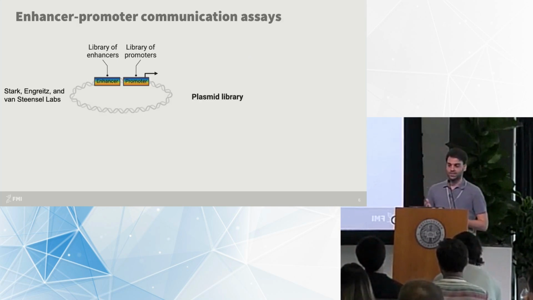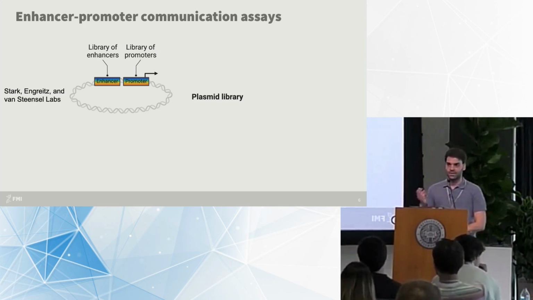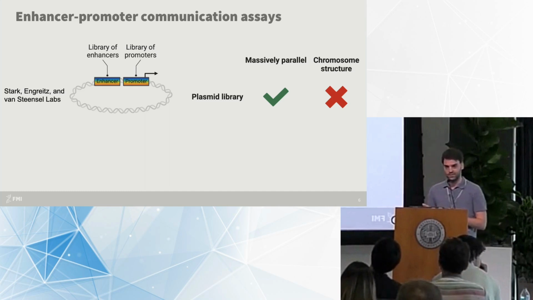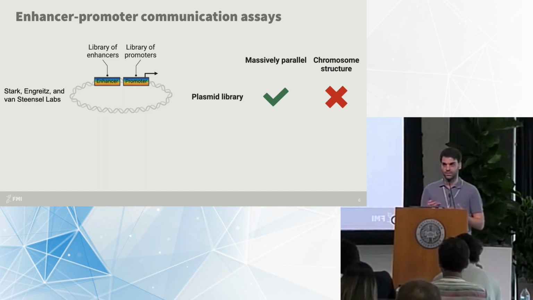To study enhancer-promoter specificity, many labs have previously used parallel reporter assays that employed a library of enhancer and promoter sequences encoded next to each other on a plasmid library. This way you can study thousands or hundreds of thousands of different sequences and combinations. However, since they are encoded on a plasmid very close to each other, we cannot understand the contribution of chromosome structure.